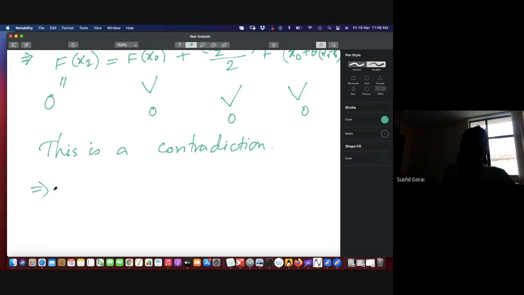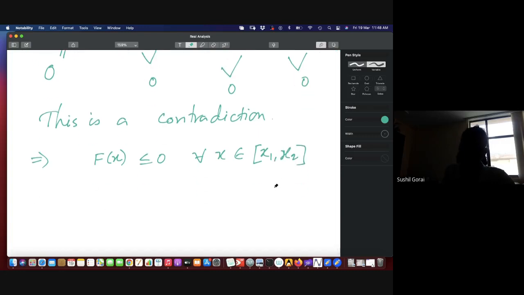So this implies f of x has to be less or equal to 0 for all x in x1, x2, right? And this is the proof. This proves the theorem. All right.